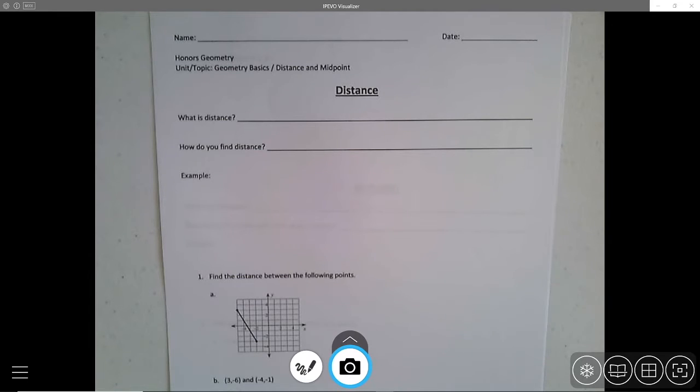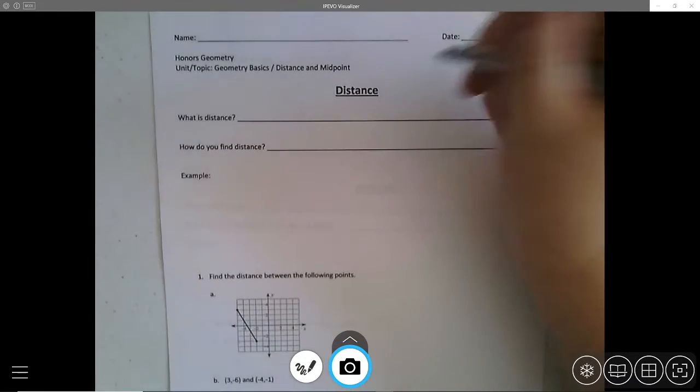Hello, geometry, and welcome to our last topic here of Unit 1 Geometry Basics on distance and midpoint. We have talked about both, but we're going to talk about how to find distance when we're not seeing the picture of the segment. We're not talking about segment addition and midpoint, where we set the two parts equal.